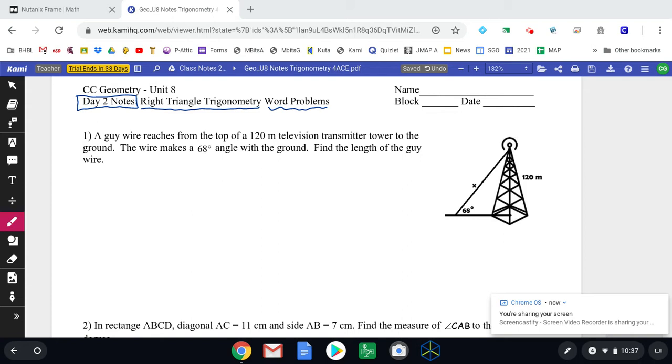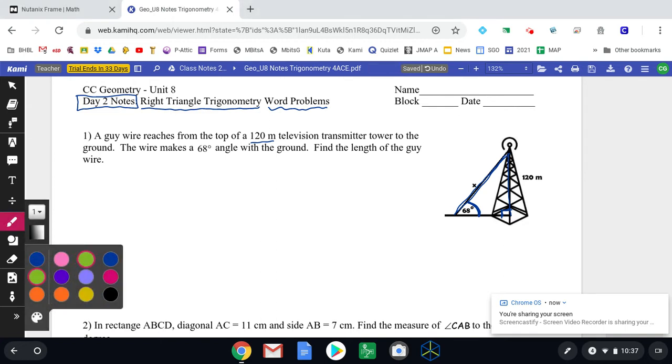So the first one we have is a guy wire. One of those wires that's holding up this pole here, on the top of a 120-meter pole. We're going to assume that it's perpendicular to the ground. It makes a 68-degree angle with the ground, and I want to know the length of my guy wire. So the first thing we want to think about is what our trigonometry ratios are.